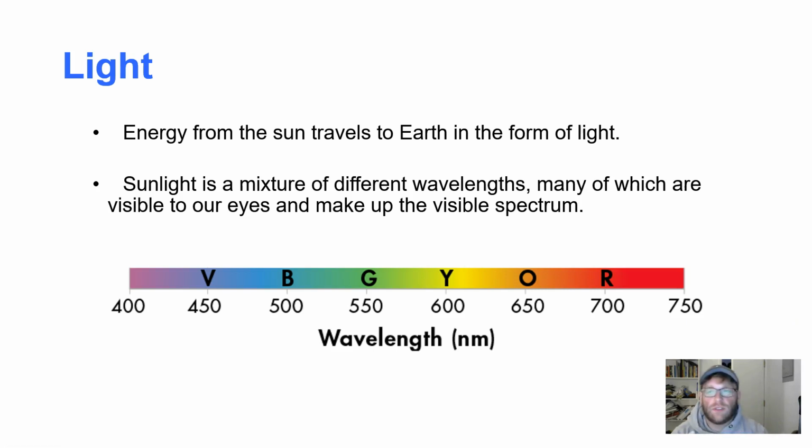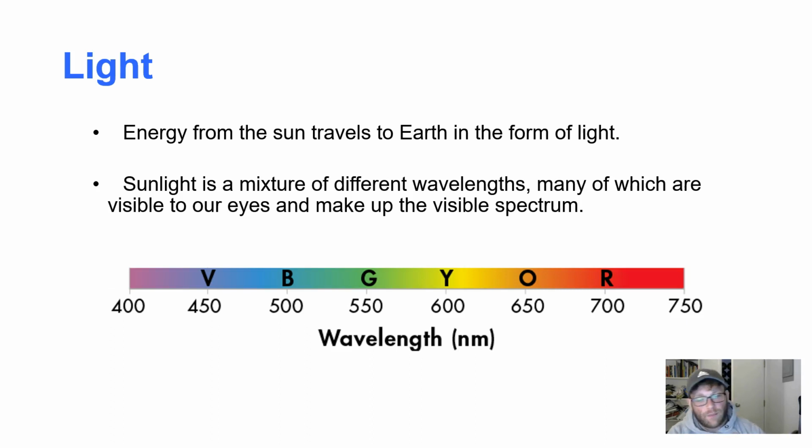The sun is our major source of energy on the planet. That's what all of the plants and things that are doing photosynthesis utilize in order to be able to take energy and form it into something functional. Okay. So energy from the sun is going to travel to the earth in the form of light.